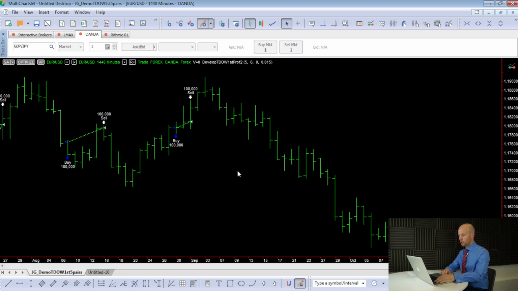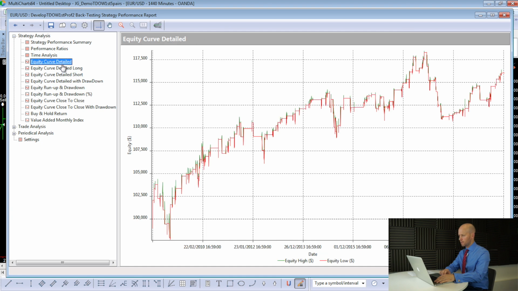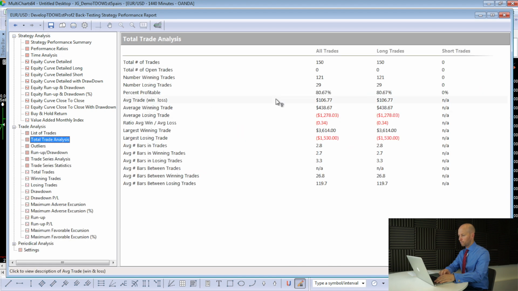This one is euro dollar. We can see it's a long only, and looking at my inputs, we're going long only on a Friday with a 150 pip stop loss. Equity curve looks like that. Not quite as nice as some of the others, but still moving in the upward direction over those years. We've got an accuracy of just over 80%, average trade just over $100.